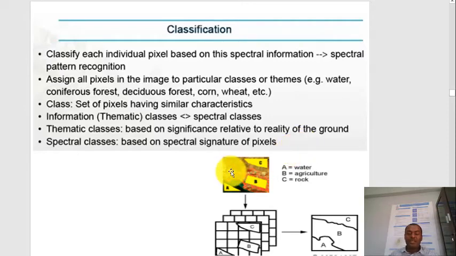Okay? For example, converting the original image, which is composed of digital numbers, into classes, into themes, is called classification. So the whole objective of this topic is converting these digital numbers into classes. So that's why it's called classification. So information classes and spectral classes. Thematic classes are these ones. Spectral classes are based on the spectral signature of pixels.